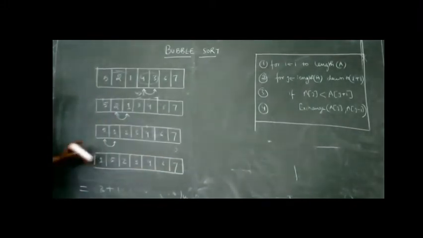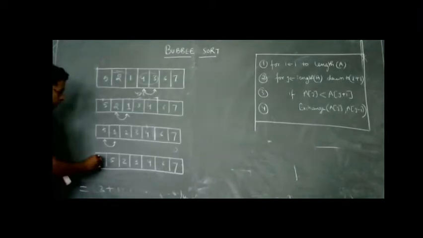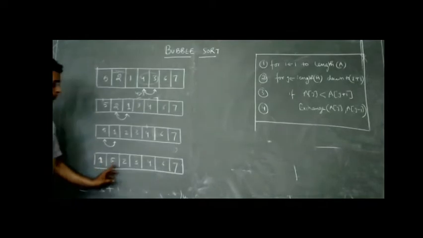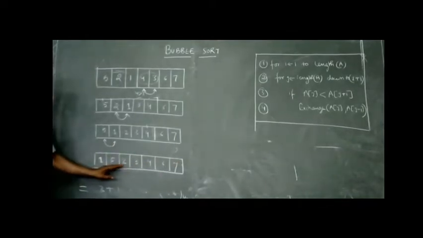Here you will notice that now the element number 1, that is the smallest among all these elements, has moved to the first position. Here the 1 is the smallest element among all these elements, 1, 2, 3, 4, 5, 6, 7. 1 is the smallest element and it has moved to the leftmost position. After this iteration, the smallest element has taken its place, but the rest of the elements are not in proper order.